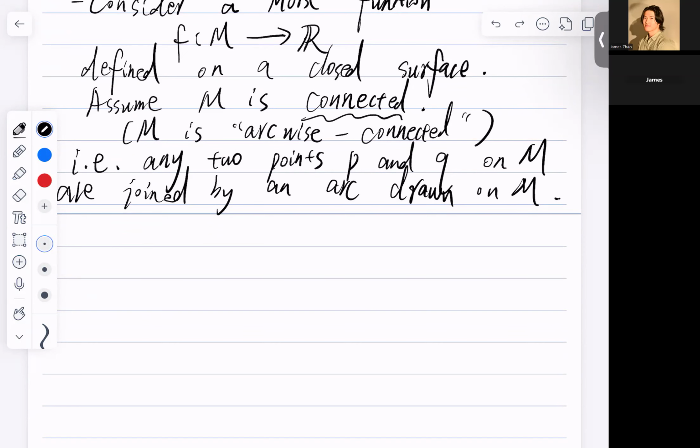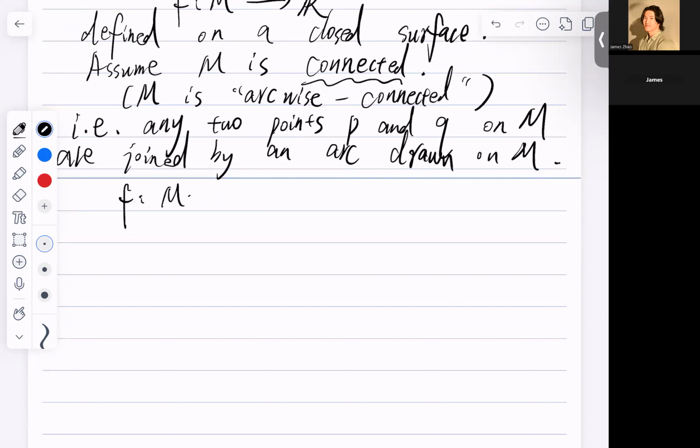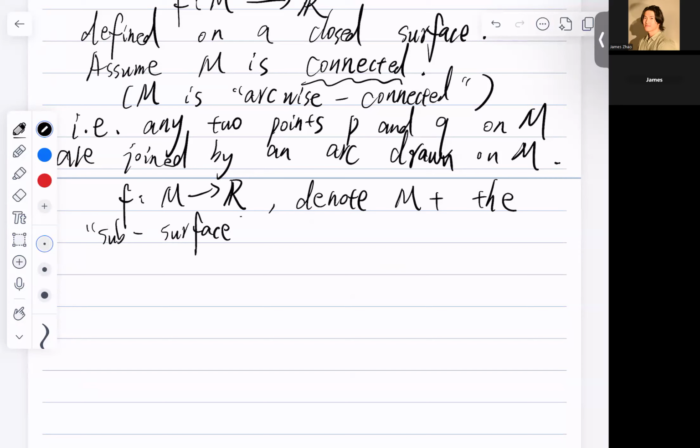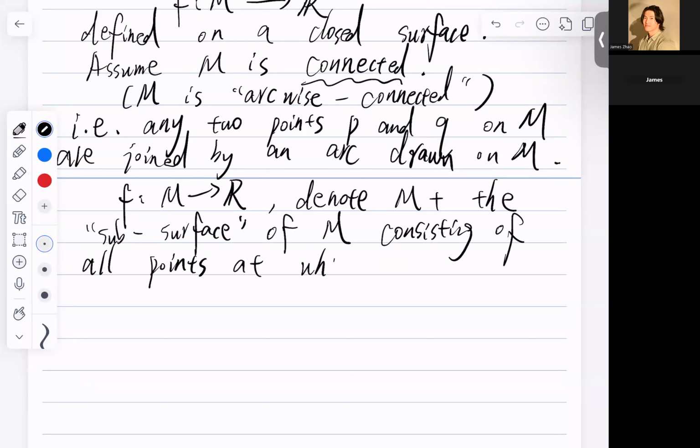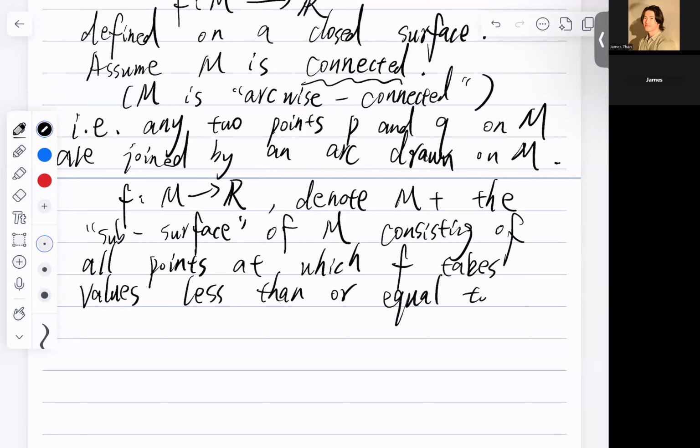Okay, and let's move on. And for our function f, we denote M plus the subsurface of M consisting of all points at which f takes values less than or equal to the real number.